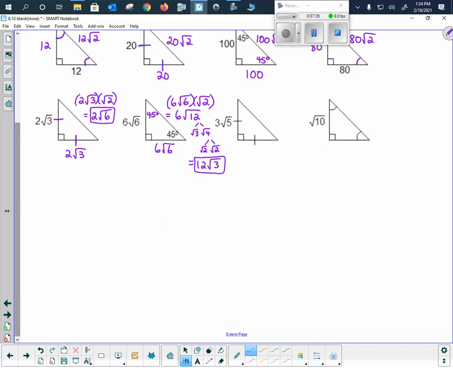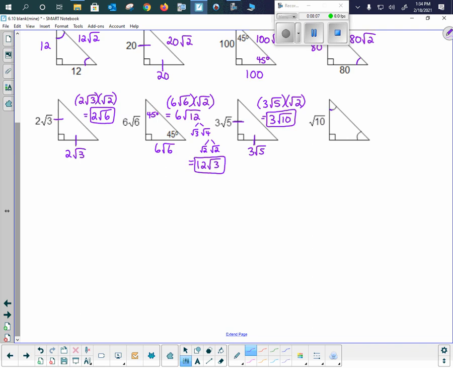Okay? Again, these marks make it isosceles, and 45, 45, 90, since there's a 90. So this would be 3 root 5. Hypotenuse would be 3 root 5 times root 2, 3 root 10. 10 does not break down any more than 5 and 2, so I'm finished.